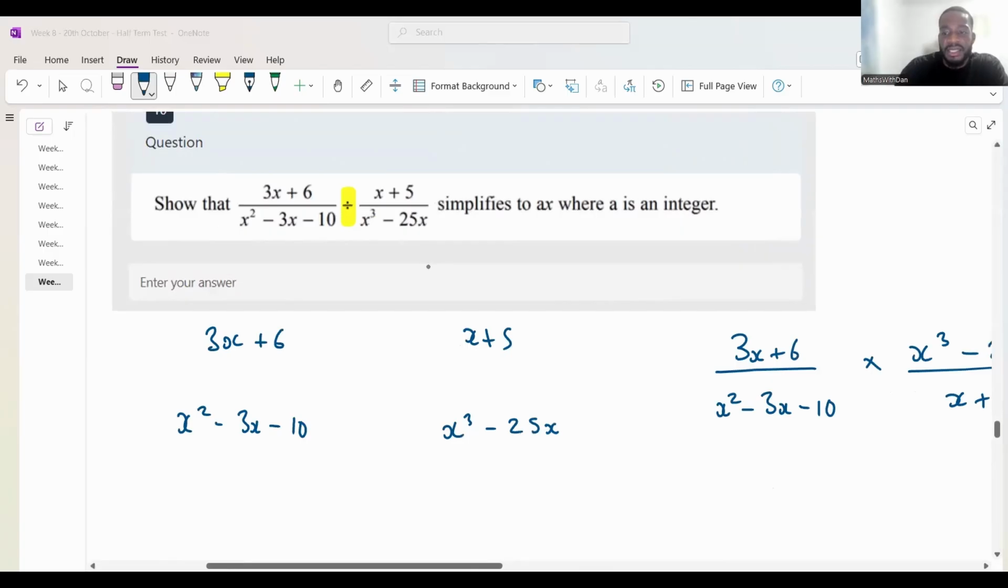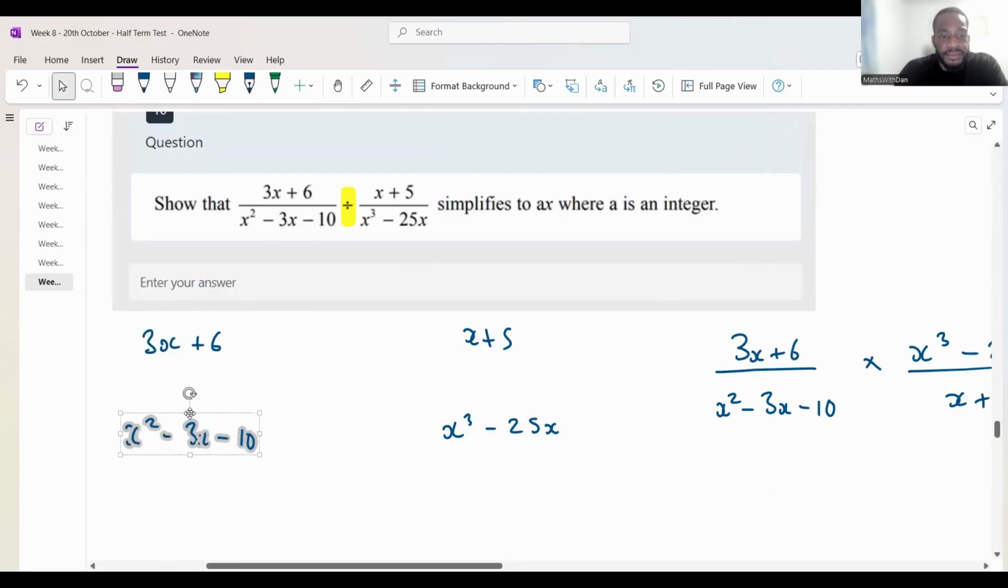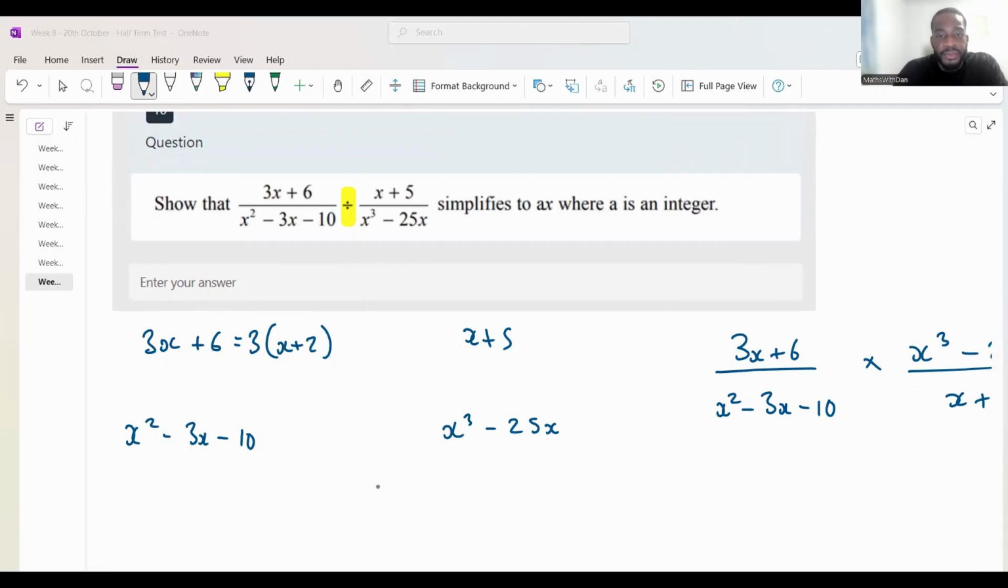Now, 3x plus 6, guys. What does that factorize to become? You can tell me very quickly. Remember, just take out the 3. x plus 2. Do we agree? Everybody happy with it?